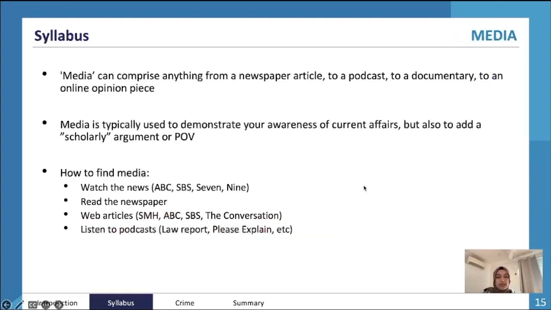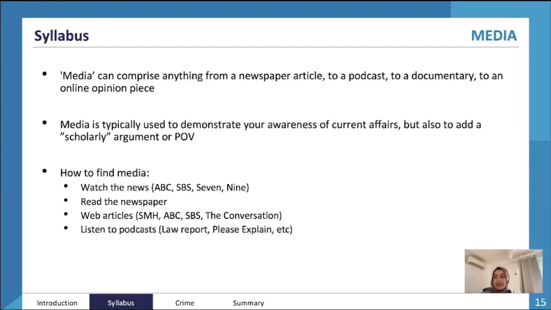So media is typically used to demonstrate your awareness of current affairs, but also to add a scholarly argument or point of view. You're basically showing the marker, hey, look, I'm not just waffling, I know what I'm talking about, I've done my research, and I can go into detail and in depth in terms of my understanding of this specific dot point or issue or topic, especially if you're making a judgment, right?